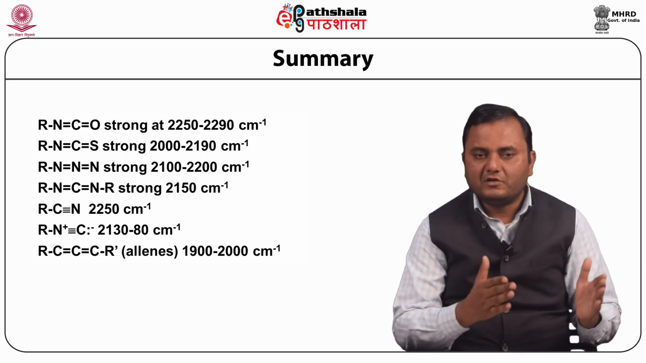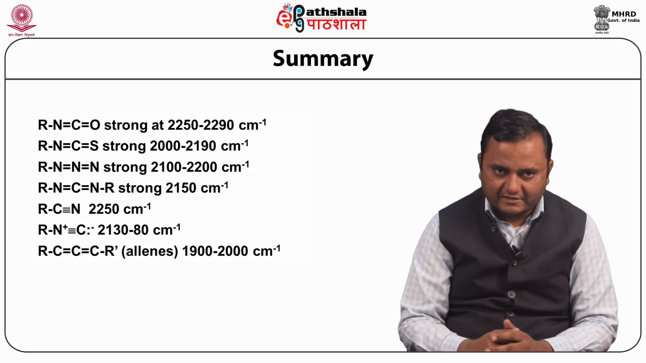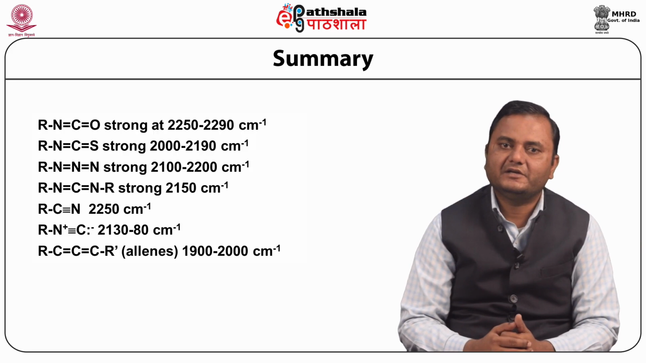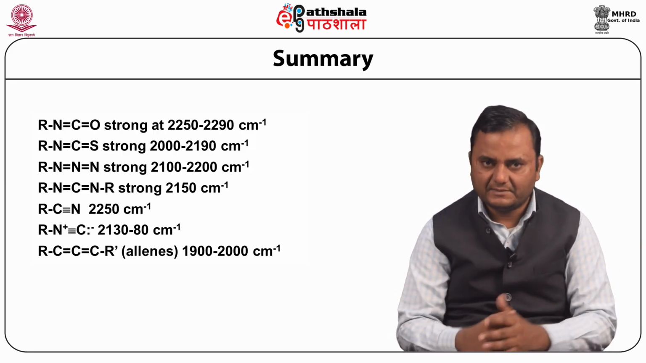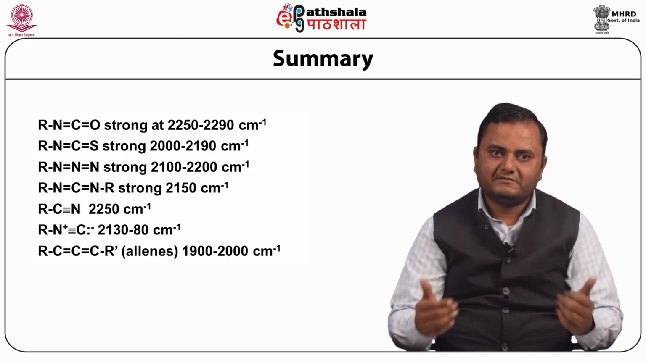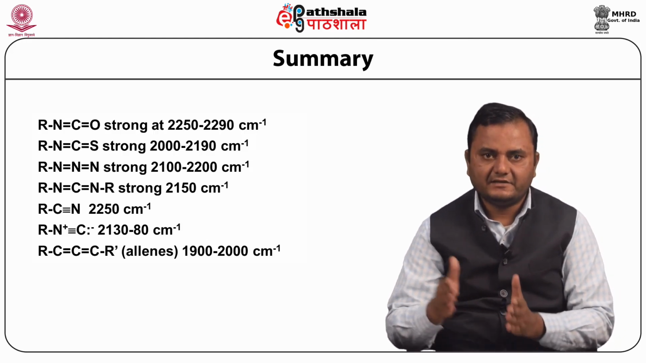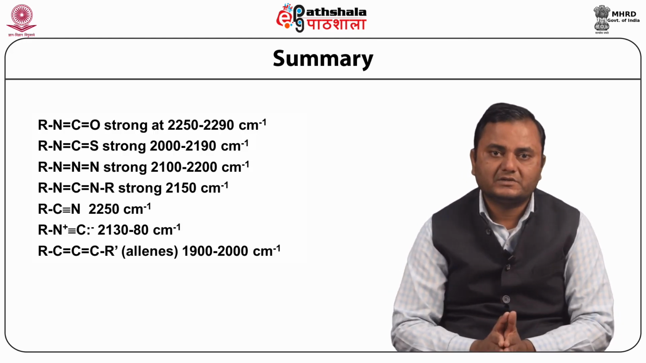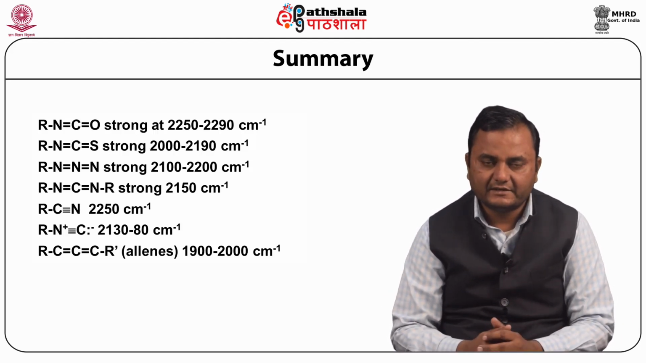But if all three nitrogens are joined together by the double bond, a strong peak at 2100 to 2200 per centimeter is observed. But if you change it the other way around, like RCNNCR, then it gives a strong peak at 2150 per centimeter.